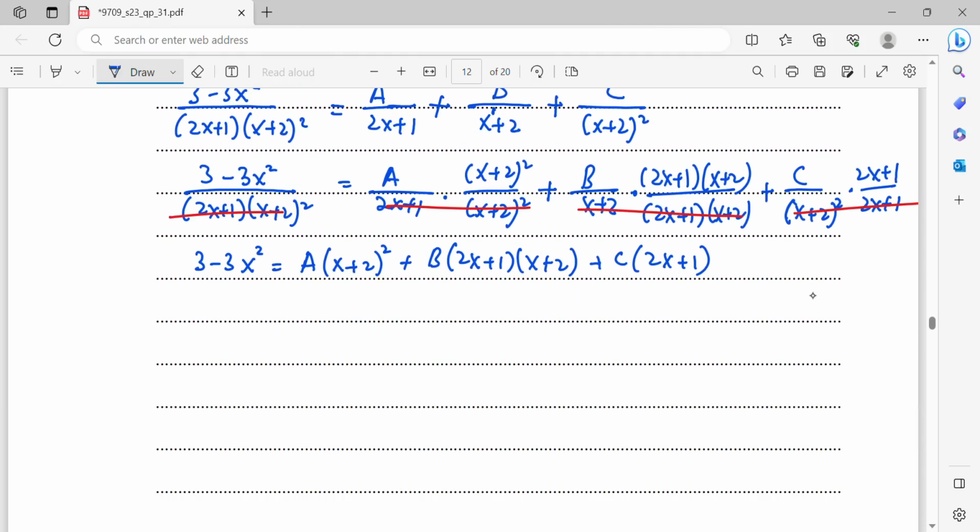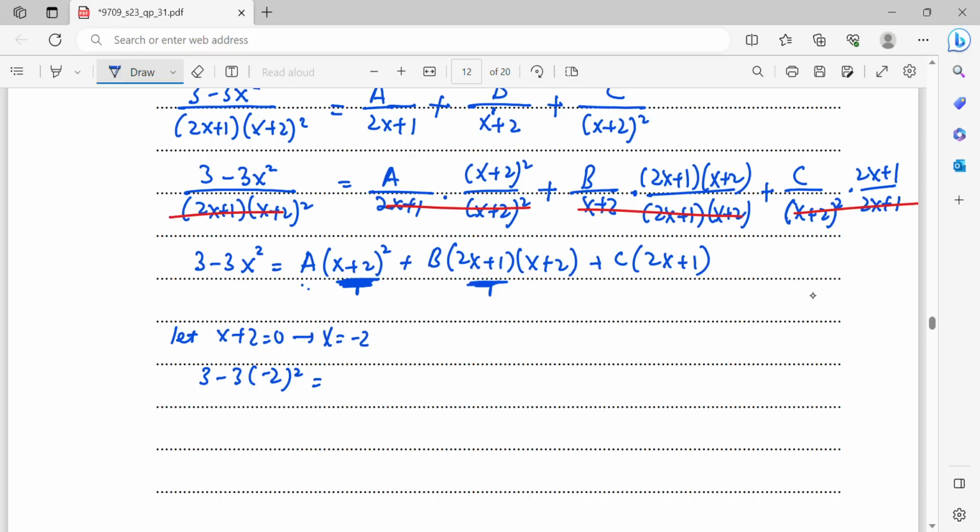Very simple, just let the factor be 0. Let all the factors be 0. So firstly, I will refer to x plus 2. So let x plus 2 be 0. That means your x is minus 2. Alright, so then 3 minus 3 bracket negative 2 squared equals to, now whenever you see x plus 2, that means this whole term is 0. So 0 times a is 0. Therefore, we can skip the first term.